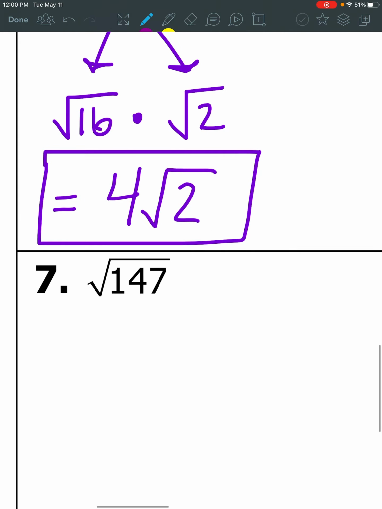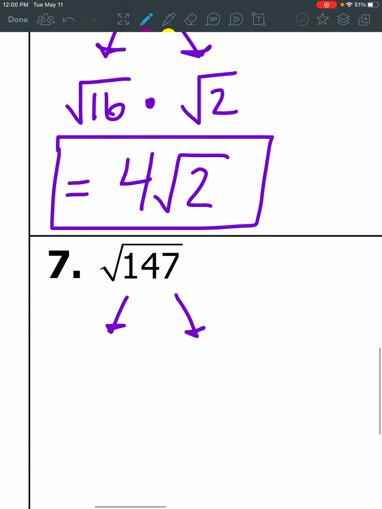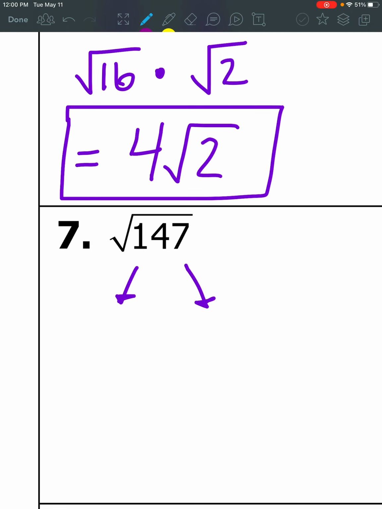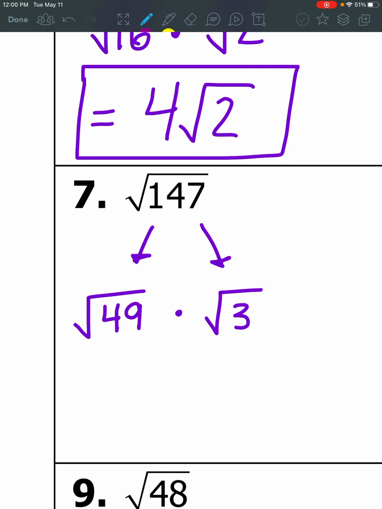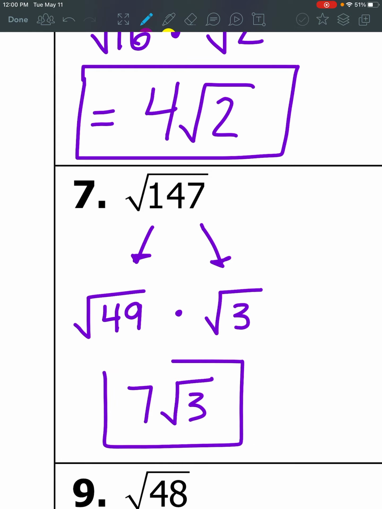Right, let's do it again, 147. So we would start brainstorming. This one I don't know off the top of my head, so I'm going to use my cheat sheet. So it is actually 49 times square root of 3. That is our highest perfect square. So then square root of 49 is 7, and then square root of 3 is left with the radical.